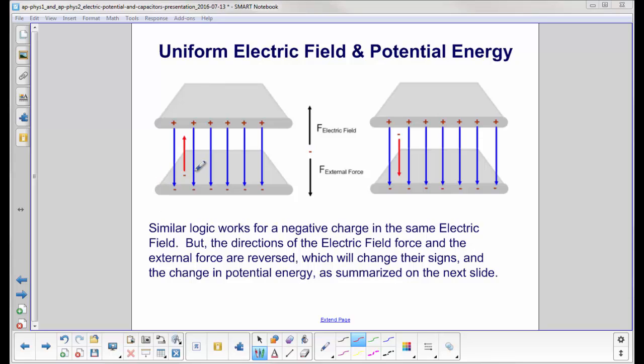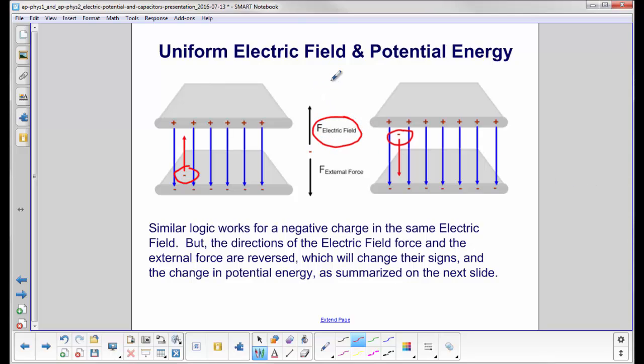What if we replace the positive charge with the negative charge? Well, we would go through the same logic that we did for the positive charge's motion, but the direction of the electric field force in this case will be reversed. Because for a negative charge in a field, if the electric field is pointing this way down, the force of the electric field is in the opposite direction, it is up.